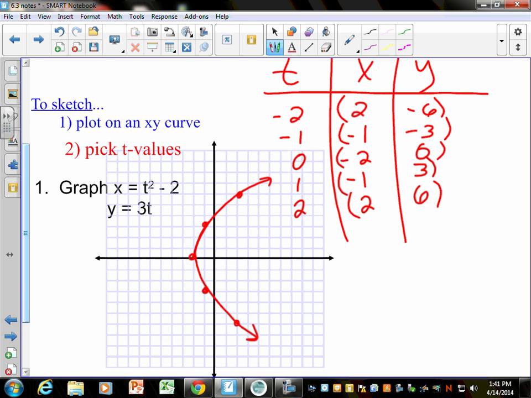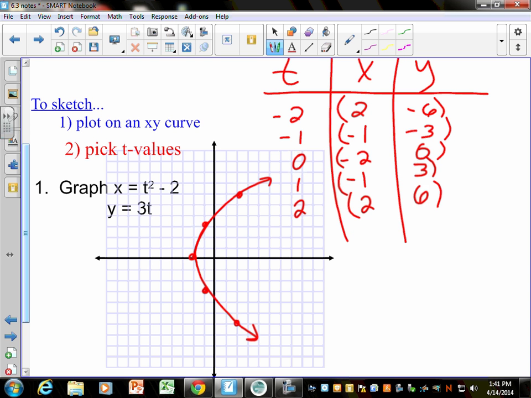This is not a function. So it's kind of a cool one to graph with parametric equations, because it works out really well. If you tried to graph this on a graphing calculator, you can't just type in one equation and get this to graph, because you can only type in functions unless you're in parametric mode. And so this is why we like parametric equations.